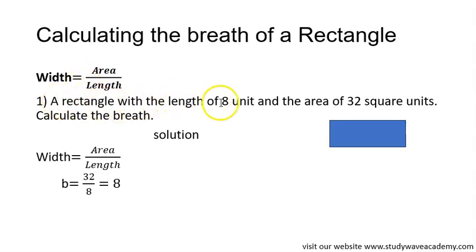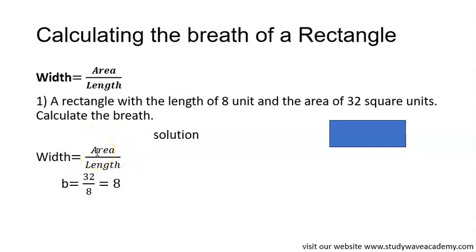A rectangle with a length of 8 units and an area of 32 square units. Calculate the breadth. We're looking for the breadth. The length here is 8, and the area is 32. So we are finding the breadth or width, okay? So width equals area over length. This is the formula, remember, right?